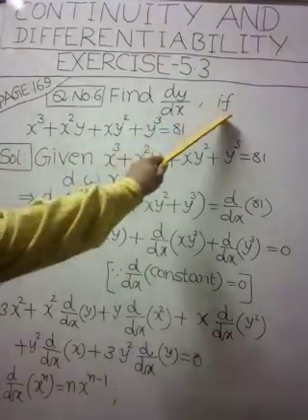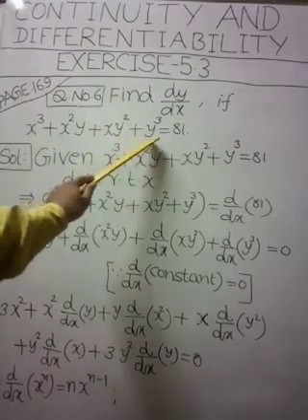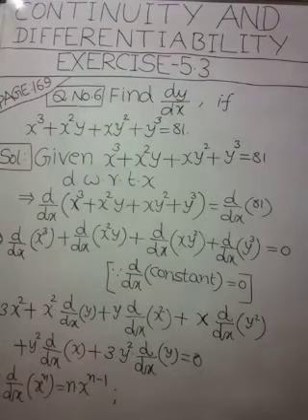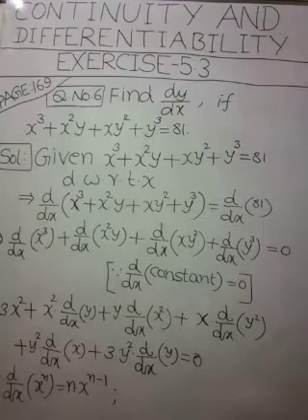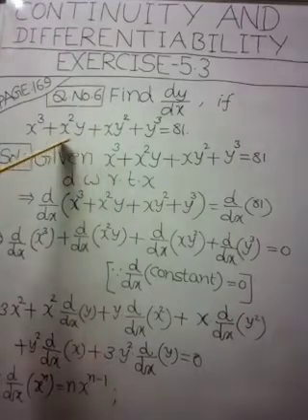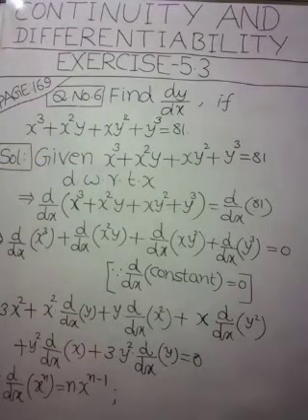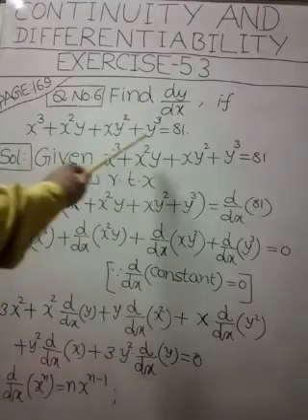Find dy by dx if x cube plus x square y plus xy square plus y cube is equal to 81. Here we have to find dy by dx if the relation between x and y is given in the form of this equation. If we observe this function, it is an implicit function. It means we can't write this function as y is equal to f of x.